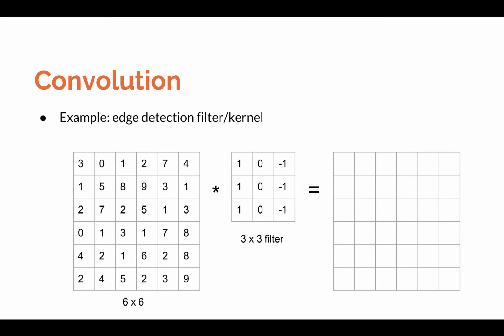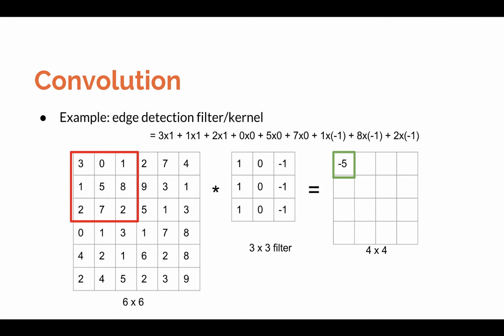Now, in order to do this, we start by convolving the filter over the image. This basically means that we take a sliding window and calculate the dot product of the window with the filter. This will give us a new matrix called the feature map or activation map. For the first window, taking the dot product means multiplying 3 by 1 plus 1 times 1 plus 2 times 1 plus 0 times 0 and so forth, which results in -5. This number we just fill in the feature map matrix.